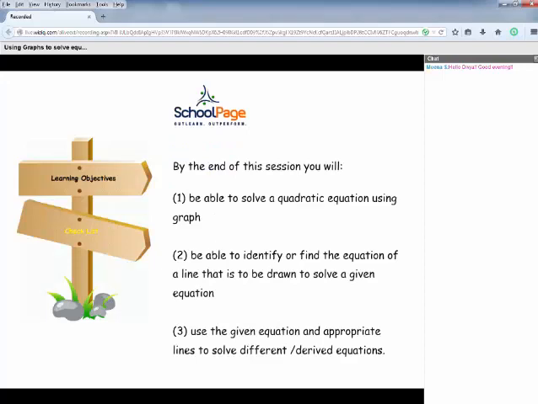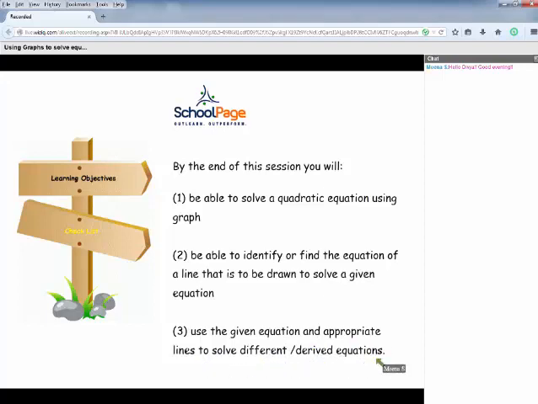Could you please read these learning objectives? By the end of this session, you will be able to solve a quadratic equation using graph, identify or find the equation of a line that is to be drawn to solve a given equation, and use the given equation and appropriate lines to solve different derived equations.